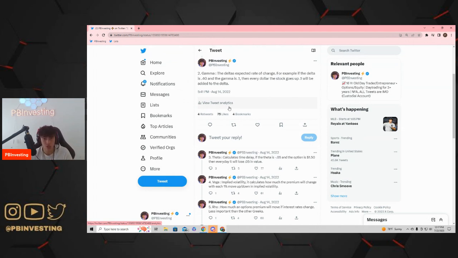Next, theta, this just calculates time decay. So if the theta is minus 0.05 and you're swinging the contract, then every single day your option is automatically going to open down 5 cents. So you have to subtract that.